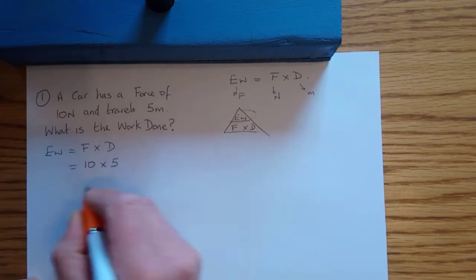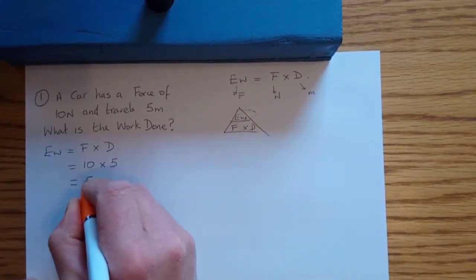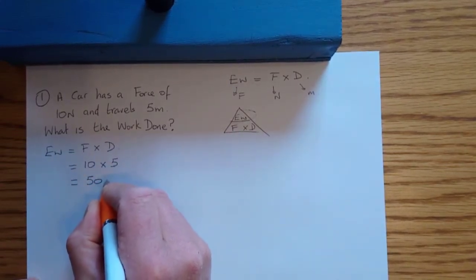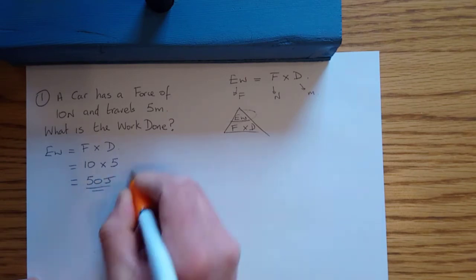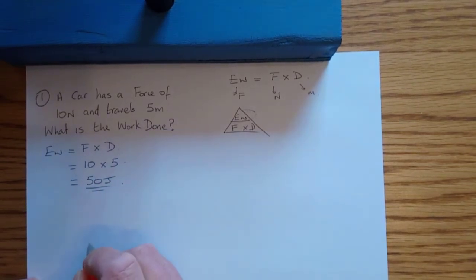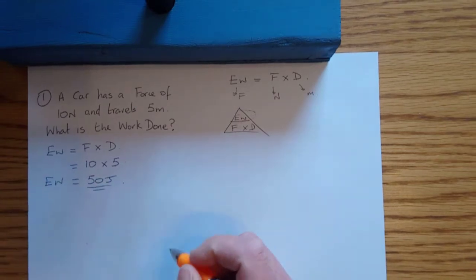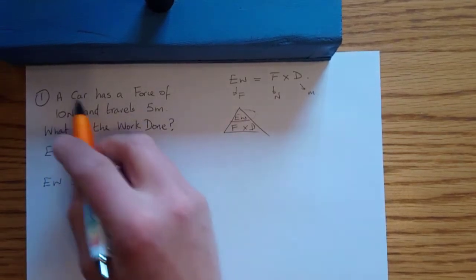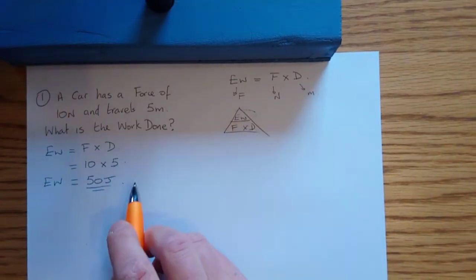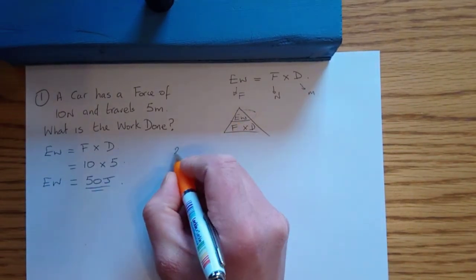And everyone's probably worked this out already. And it's going to be 50 joules. So always make sure you put units in, and always make sure you lay them out so that you can see that the actual work done is going to be 50 joules in this case. So that's example number 1, quite straightforward, looking at just the multiplication of these two. You can work out the second one as well.